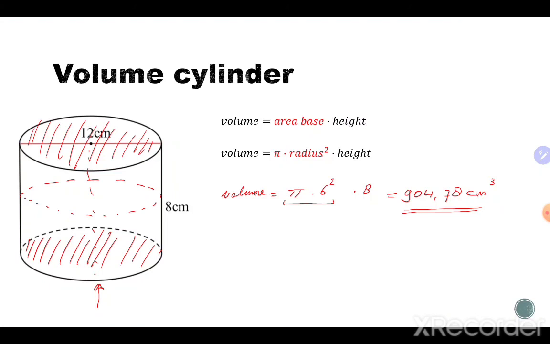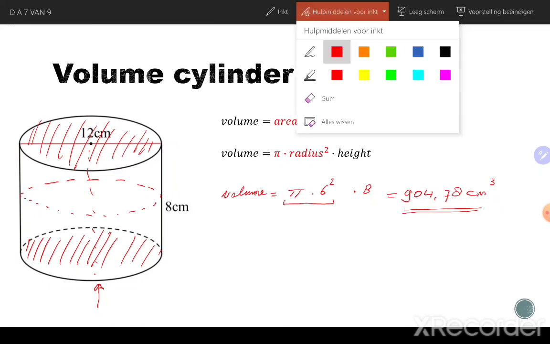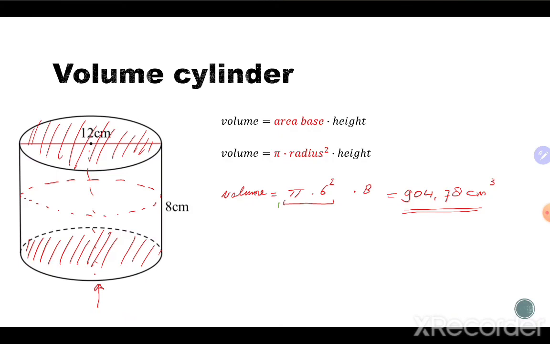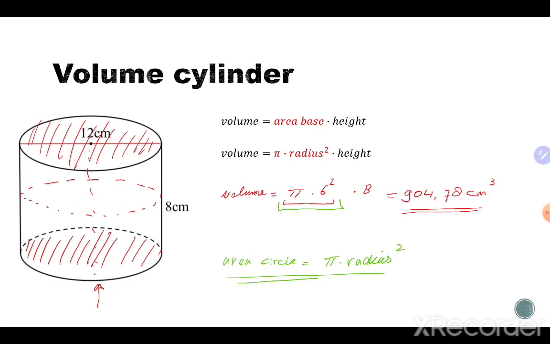Very important is that you always start to calculate with the area of the base: pi times 6 squared. So again, the area of a circle is pi times the radius squared. Very important. So that was the explanation of how to calculate the volume of the cylinder.